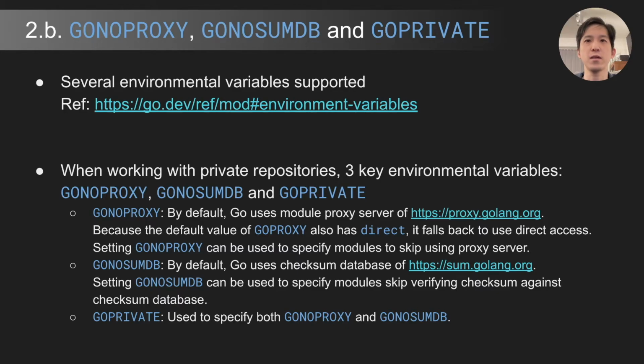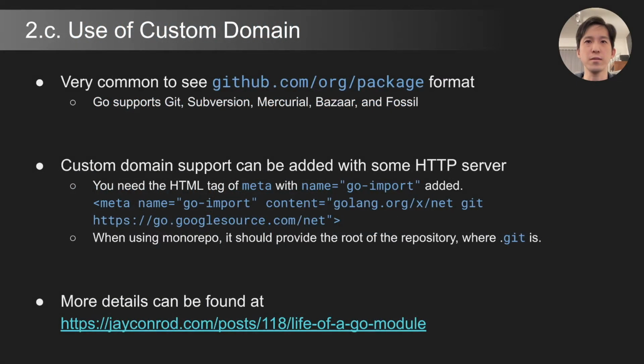And finally, GOPRIVATE. This is essentially a combination of GONOPROXY and GONOSUMDB. So if you have some module dependency hosted under a private repository, you should specify the module path with GOPRIVATE. And just very briefly about the module path, we often see paths such as github.com/org/package, but a custom domain can be used as long as you have some server for that. The details are covered here, and we will see it in action in the demo later.